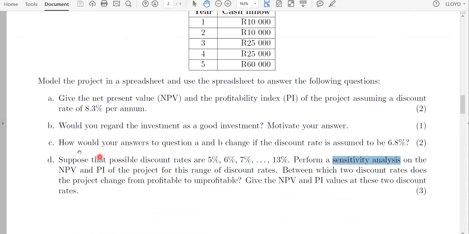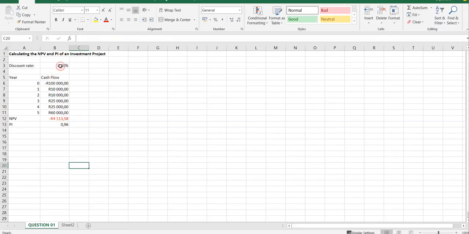Then part C, it says, how would your answers to question A and B change if the discount rate is assumed to be 6.8%? So what you simply want to do is to change the discount rate here. So I'm just going to edit it to 6.8. And after that, okay, let me change this one. I'm supposed to put a comma, proper point.